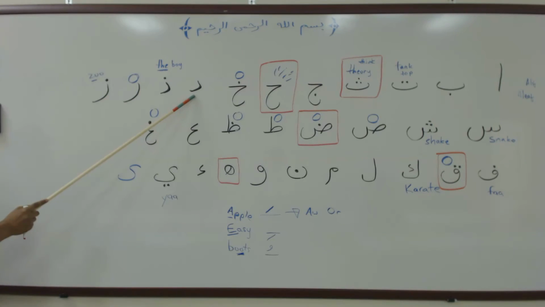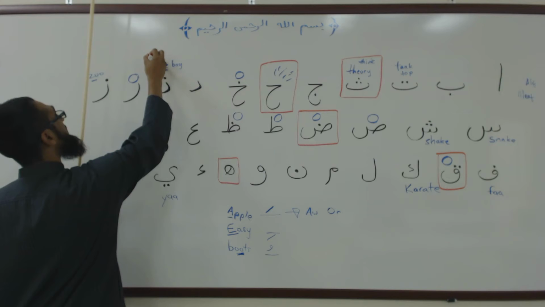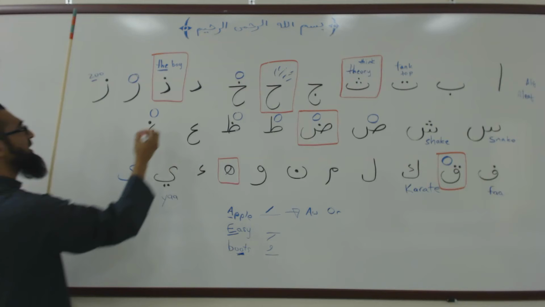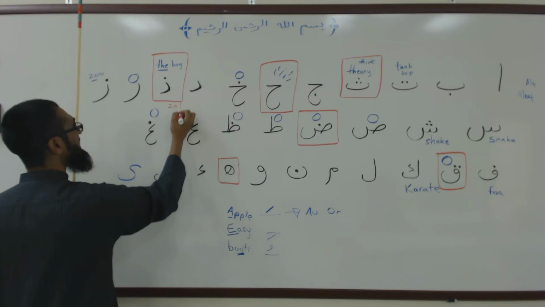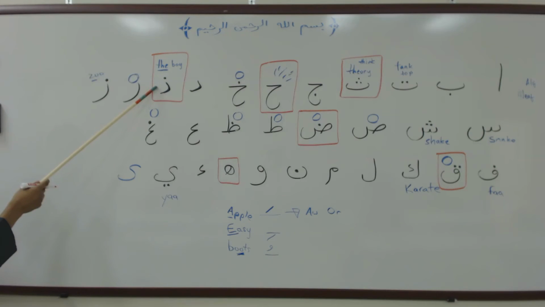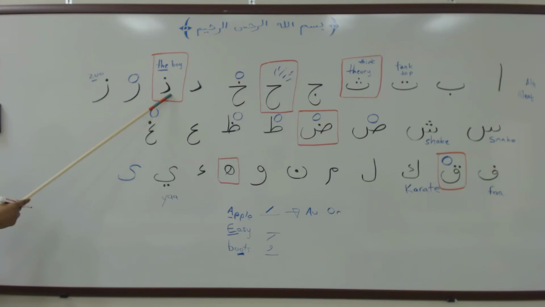Dal. Dal is very easy. Very common. A lot of people make mistakes with dal, and they pronounce it as a, sometimes as a zal, a z. So watch out for that one. This is actually dal. Let's say it again. Dal. Like ذَلِكَ الْكِتَابُ لَا رَيْبَ فِيهِ. Dal. What about this one?